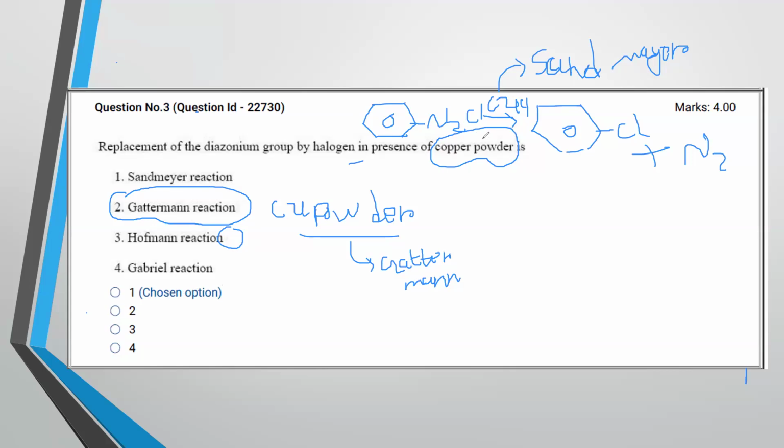So this kind of thing you have to observe. Here it is copper powder that is written, not cuprous chloride, right? Cuprous, because it's a +1 valency of copper. So that's why it's cuprous chloride. If cuprous chloride is used, then it's Sandmeyer. But here we are using copper powder. So that reaction is known as Gattermann. Okay. So this is the correct answer.